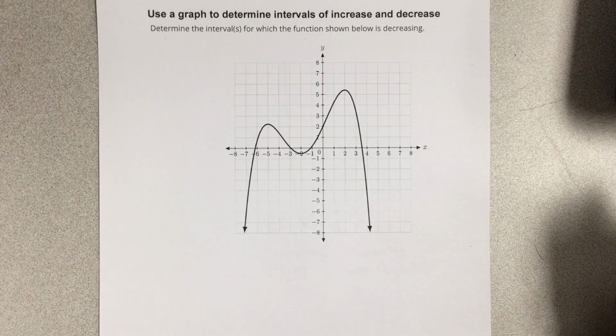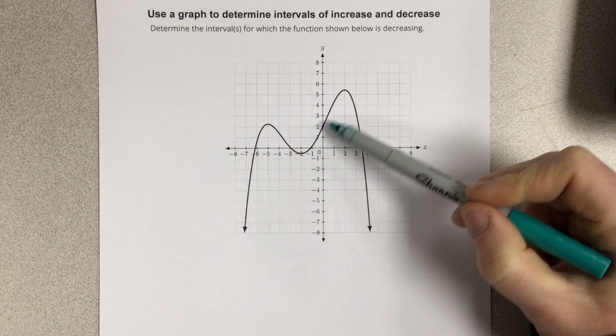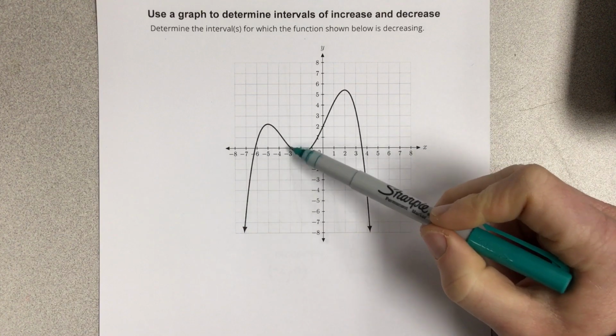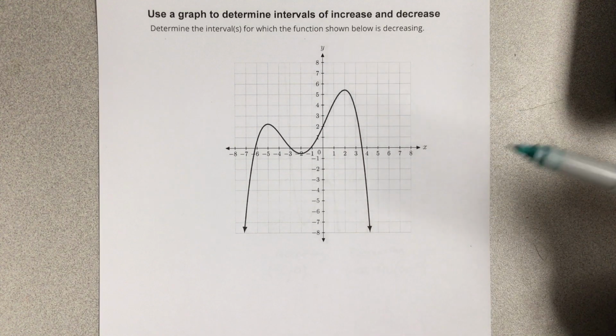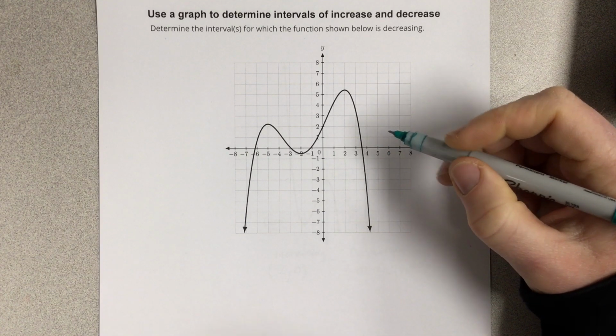In this video, we're going to use a graph to determine intervals of increase and decrease. And they give us this polynomial. This would be a minimum fourth degree polynomial because you can see that we have 1, 2, 3, 4 x-intercepts and 3 turning points. So the first thing we're going to do is go through and mark out the local mins and maxes.